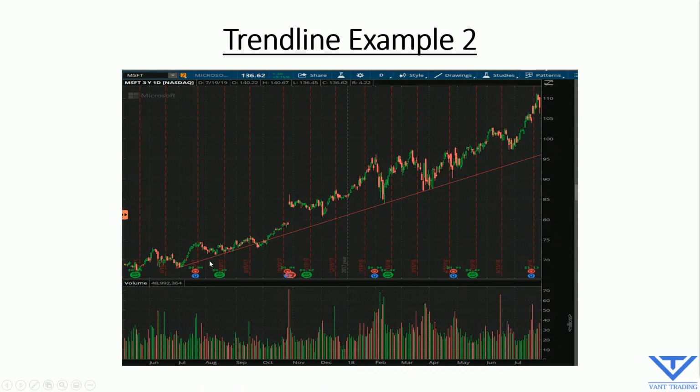Or if you see this uptrending Microsoft and you're like, well, where can I buy? And you see it come back to this trend line and touch, that might not be a bad time to, once you get confirmation based on your rules and your indicators and whatever, start looking for a buy. Otherwise, how else are you supposed to know when to buy into a strong stock?